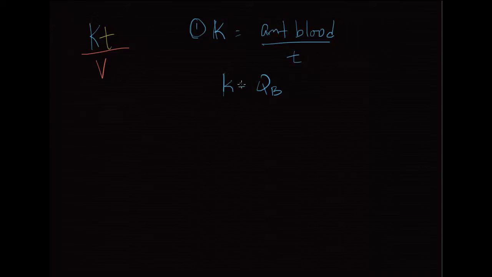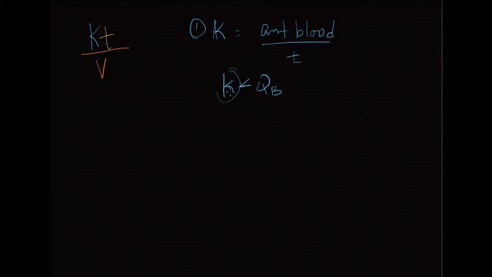The reason that's not necessarily the case is because the filter is not a perfect filter. You can imagine that the filter is just like the filter in your vacuum cleaner or in your air conditioning system. Over time, as the filter is being used, it is not effectively removing all of the uremic toxins that are presented to it. So the K is actually somewhat less than the blood flow that you give.